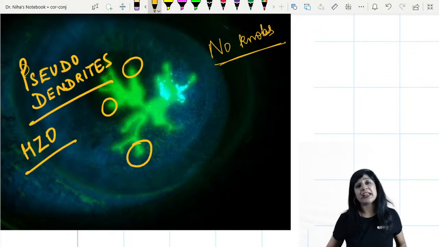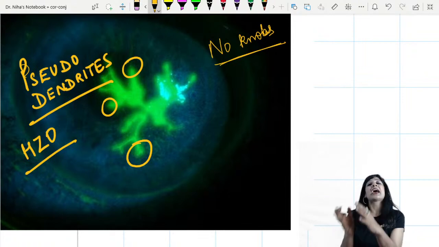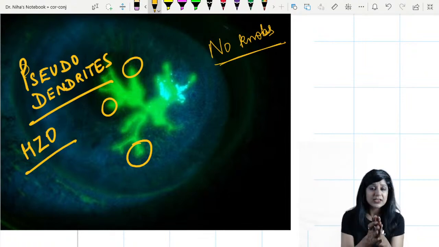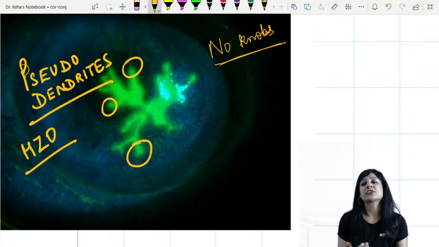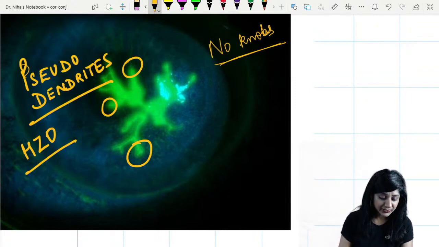Now, like the dendritic keratitis was characteristic of herpes simplex, what is characteristic of herpes zoster? Anybody? What is characteristic of herpes zoster?